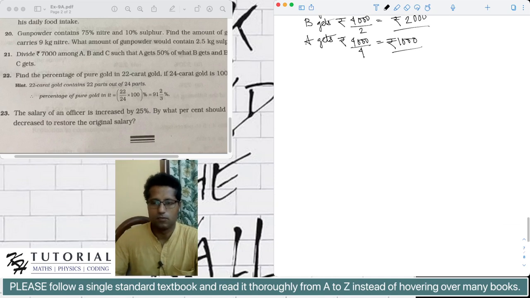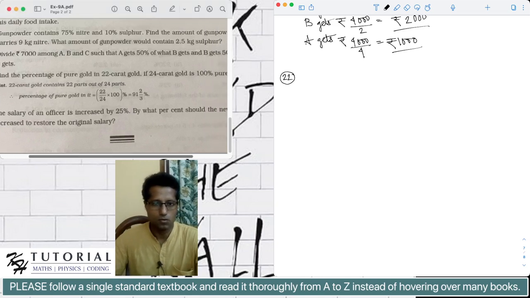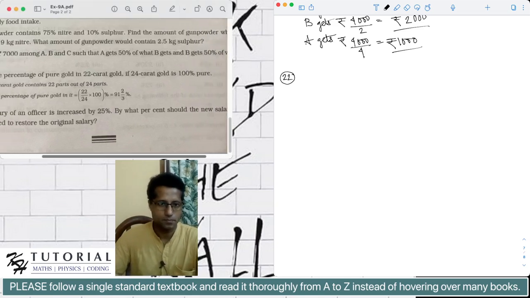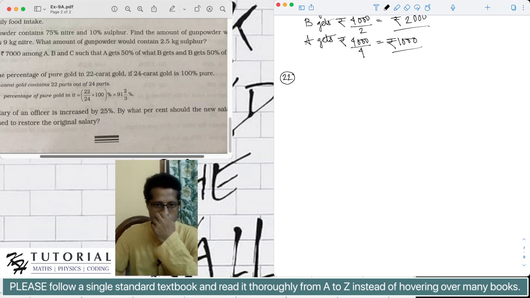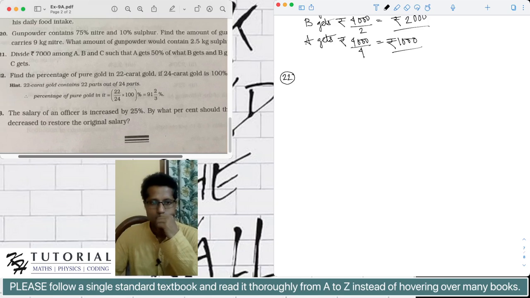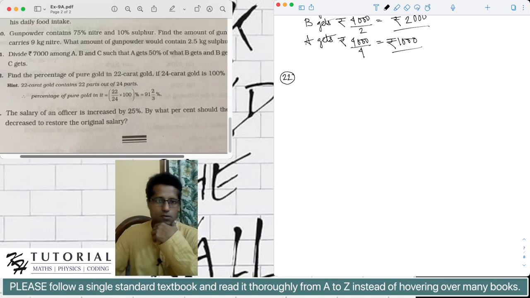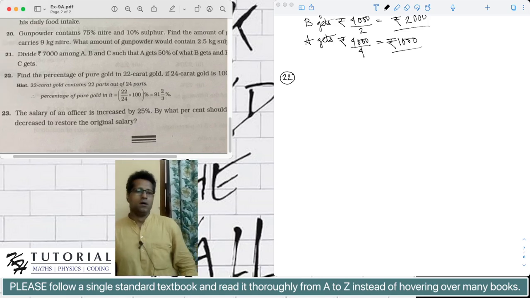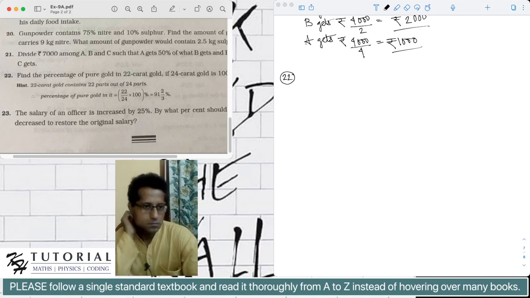Let's do problem number 22. Find the percentage of pure gold in 22 karat gold if 24 karat gold is 100% pure gold. Find the percentage of pure gold in 22 karat gold.